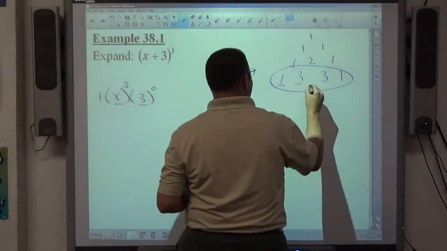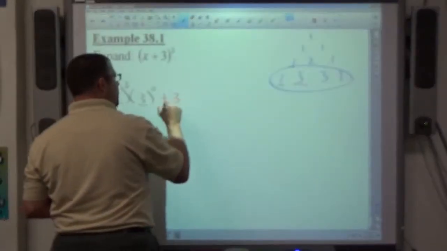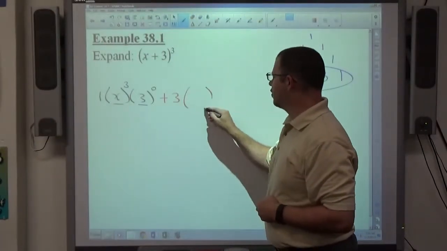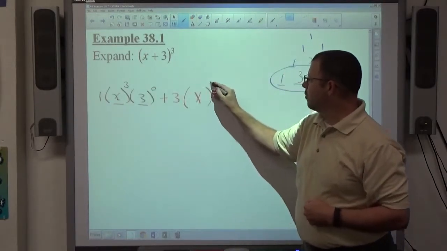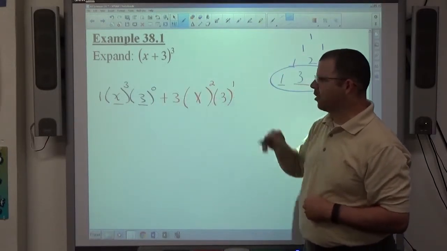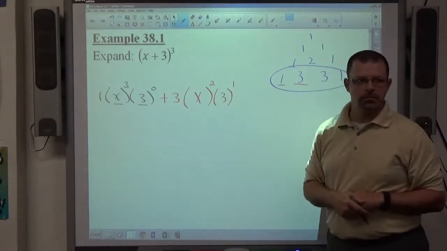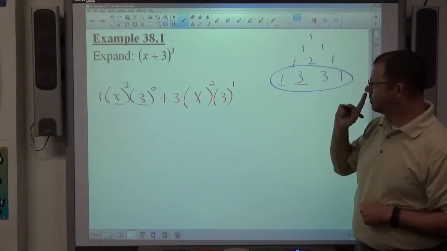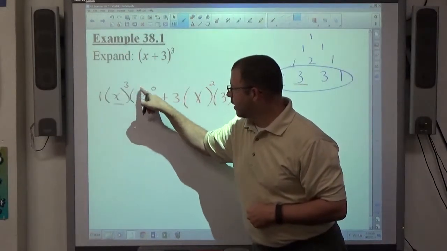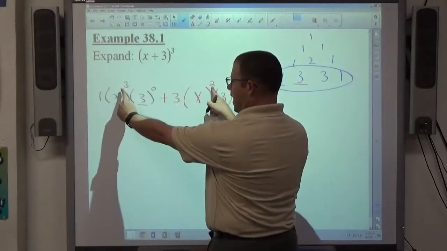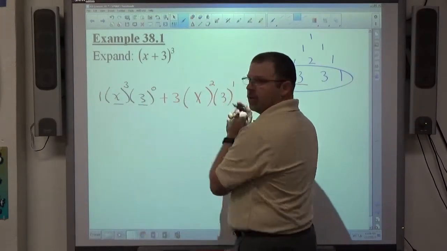The second number in Pascal is 3, so I put plus 3. And again, my objects are x and 3. This power is 3, so it reduces by 1, and this one is 0, so it increases by 1. If you say that one again, I don't understand that. x and 3 are the pieces. Yeah, the power 3 decreases by 1, the power 0 increases by 1, and you use the next Pascal number.